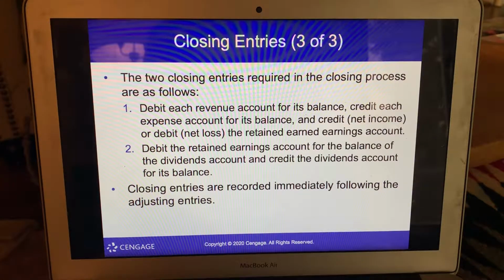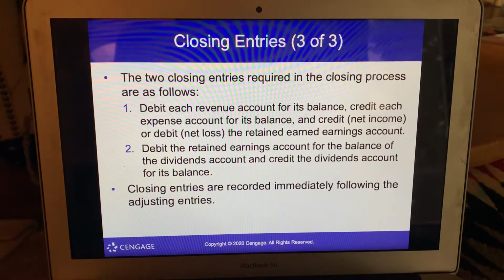The two closing entries required in the closing process are as follows. Debit each revenue account for its balance, credit each expense account for its balance, and credit net income or debit net loss to the retained earnings account. That's a little confusing, but if you look at it, you'll understand what that means. Debit the retained earnings account for the balance of the dividends account and credit the dividends account for its balance. Closing entries are reported immediately following the adjustments.